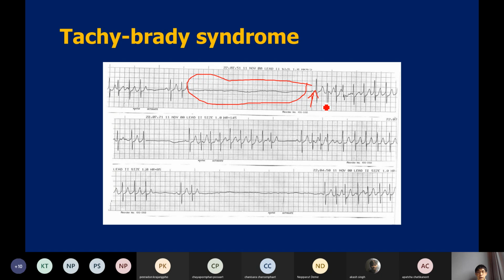But after that, there is some tachycardia generated not from the SA node, maybe from the atrium or from other parts of the heart, because when the sinus node is not functioning properly, the heart is trying to generate the impulse from the other parts. So the impulse is fast and not coming from the SA node. This is called the tachybrady syndrome. This is one of the types of the SA node disease.